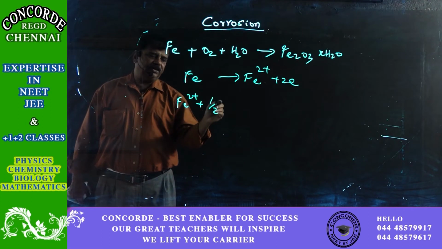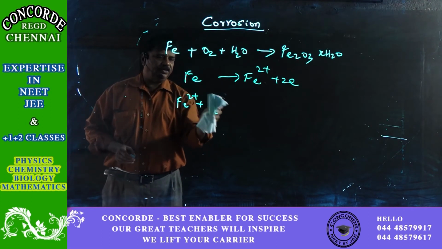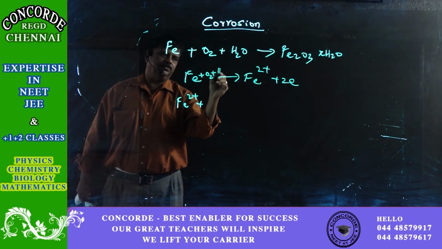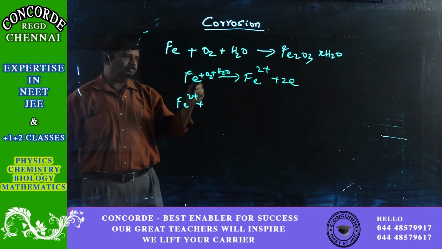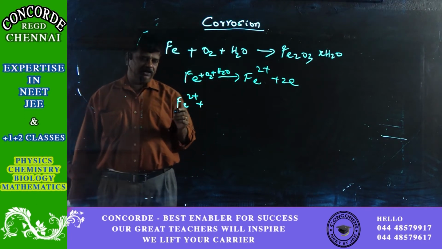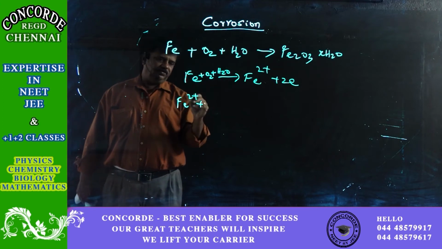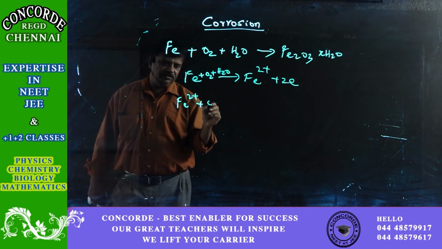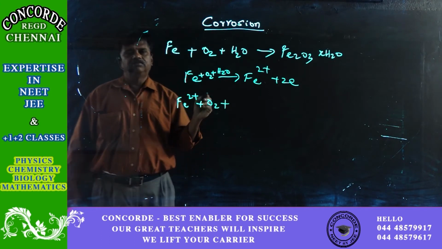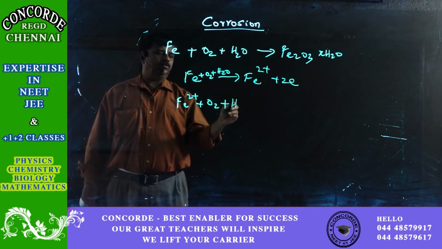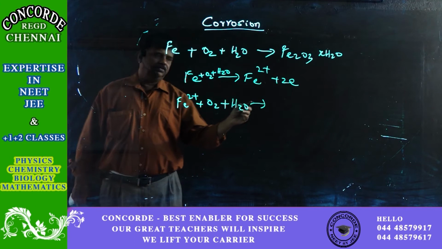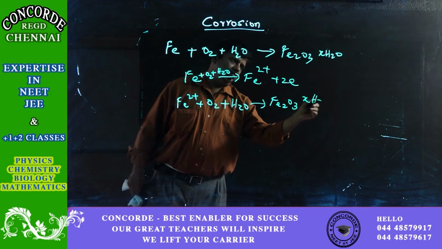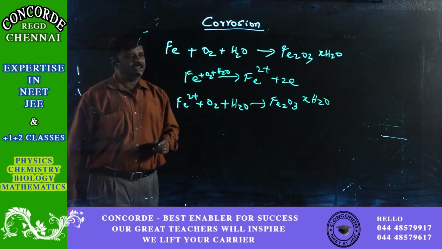again interacts with oxygen. You see, this Fe should also get into contact with oxygen and H2O. Fe plus O2 plus H2O gives Fe2+ plus 2 electrons, and these 2 electrons are further absorbed in the typical reaction. Furthermore, Fe2+ plus O2 plus H2O gives rise to Fe2O3.xH2O.